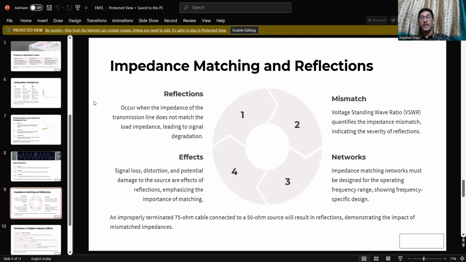Matching networks: impedance matching networks must be designed for the operating frequency range, showing frequency-specific design and improved treatment. A 75 ohm cable connecting to a 50 ohm source will result in reflection, demonstrating the impact of mismatched impedances.